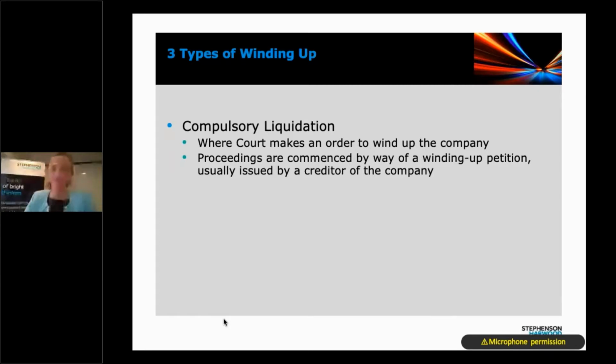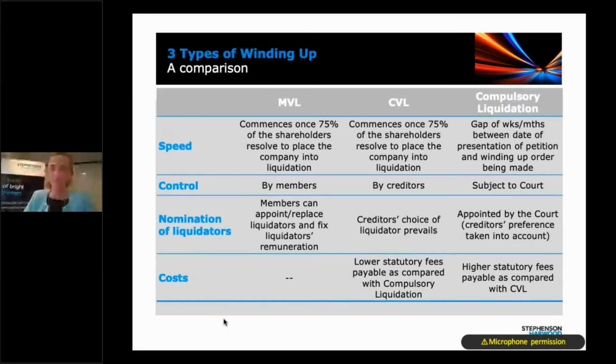The next slide is a helpful summary table about the different winding up processes and why you might pick one over the other. I guess the first 2 have a V for voluntary, so they're initiated by the company, whereas usually the compulsory or the court one is initiated by another party.